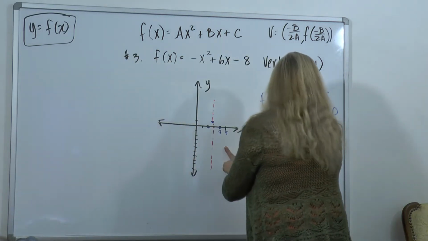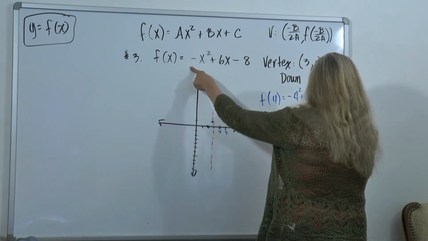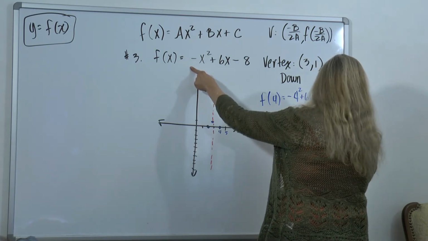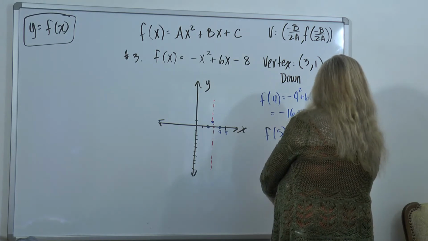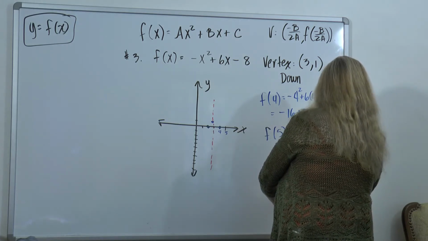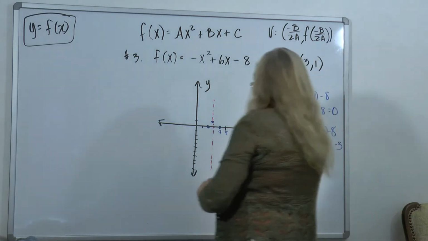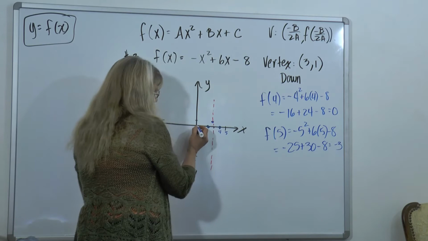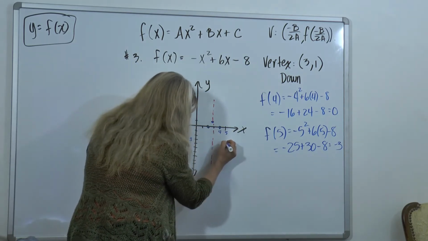Okay, so one more. Let's do f of 5. So I'm going to have negative 5 squared plus 6 times 5 minus 8. So that's negative 25 plus 30 minus 8. So that's positive 5 minus 8 is negative 3. Okay, so from the origin, 5, negative 3.